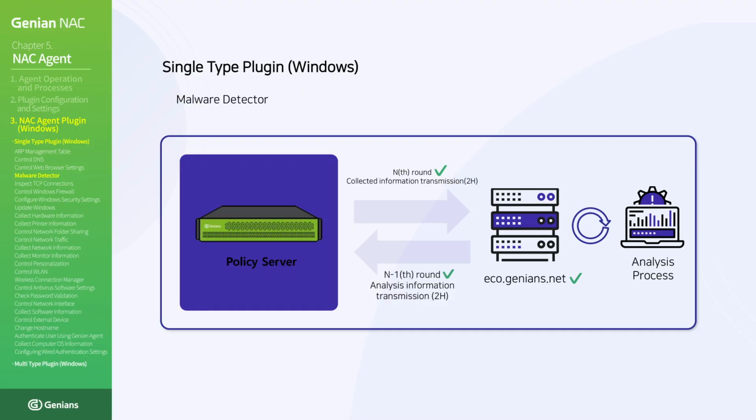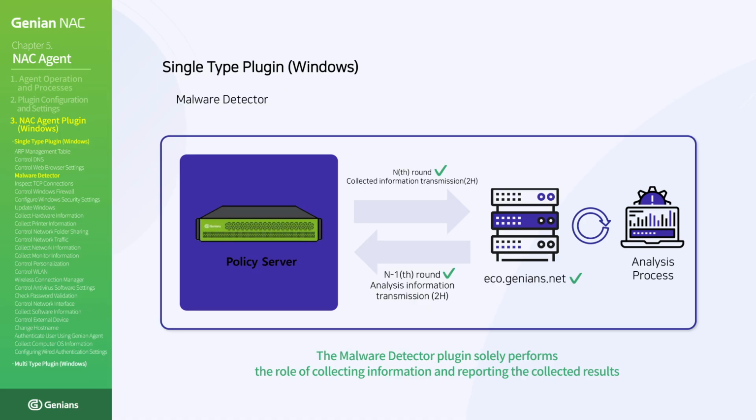Based on this transmission cycle, results from data sent 2 hours prior are received once the analysis is completed. The Malware Detector plugin solely performs the role of collecting information and reporting the collected results. To use the analysis results for control purposes, the malware detection item under anomaly definition must be applied to the enforcement policy.